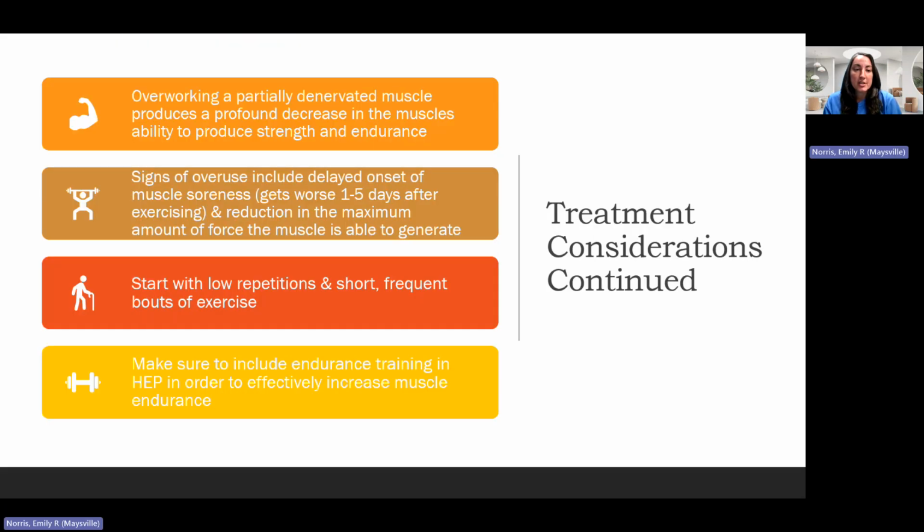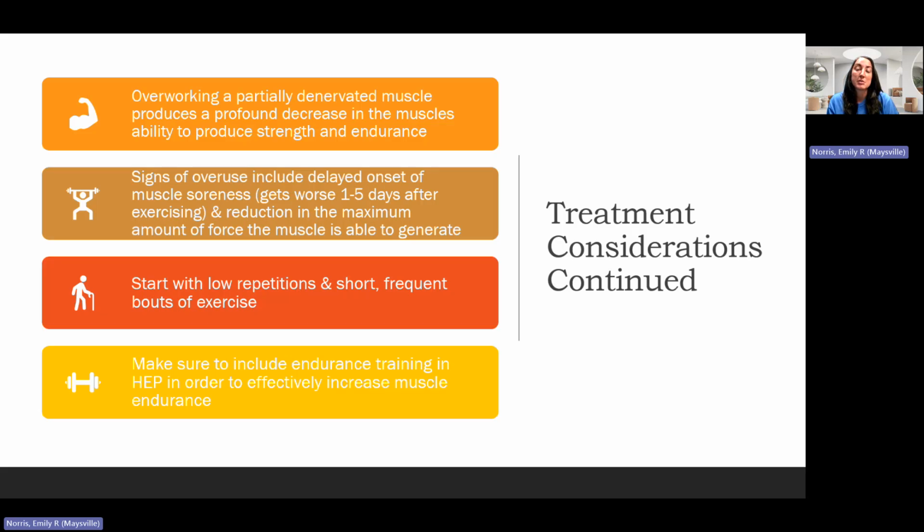Other treatment considerations: you never want to overwork a partially denervated muscle, period, regardless of what disease process they have, because it really struggles to recover. So you can focus on muscle strength and on muscle endurance, but you do not want to overwork. Some of the signs of overworking are delayed onset muscle soreness.